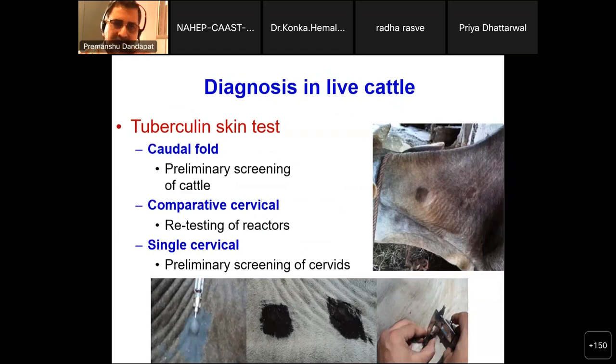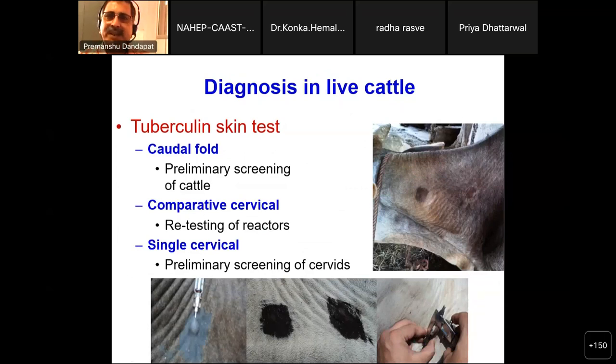So coming to the tuberculin test, you can see we can do it by the caudal fold or the comparative cervical or the single cervical. The single cervical we usually use, and this is the recommended test in India. Basically, we inoculate the bovine PPD, and if the skin thickness increases by more than 4 millimeters, we conclude them as TB positive.